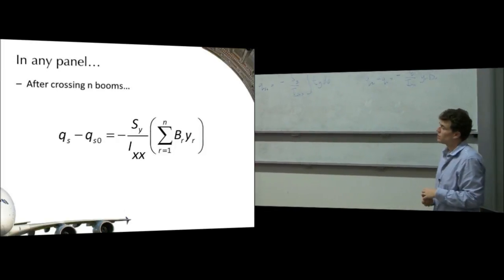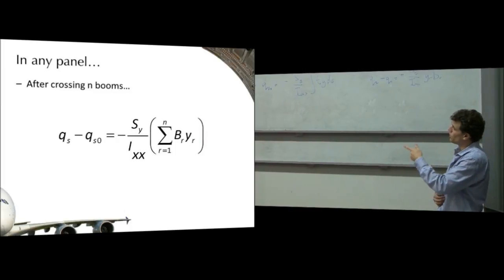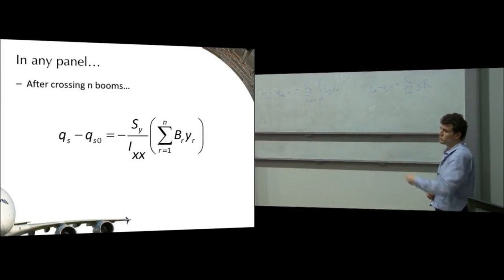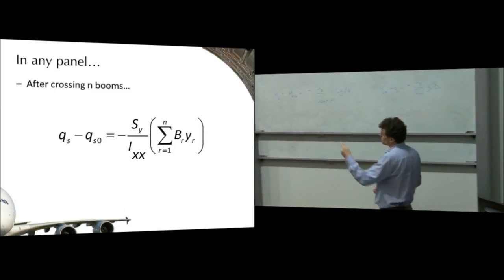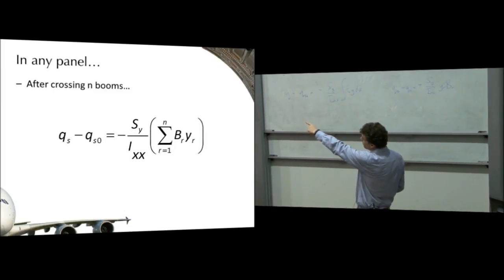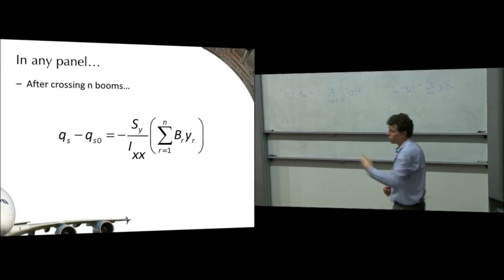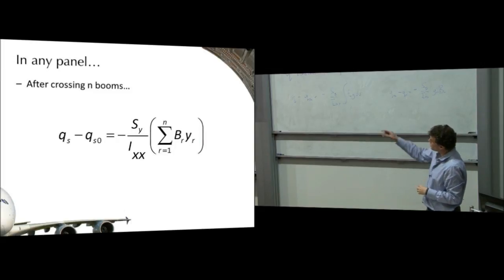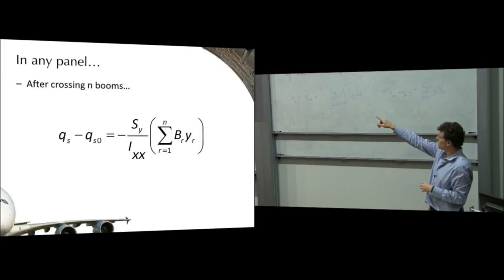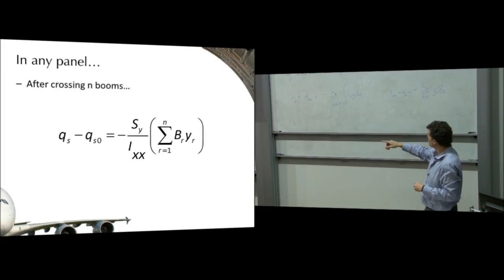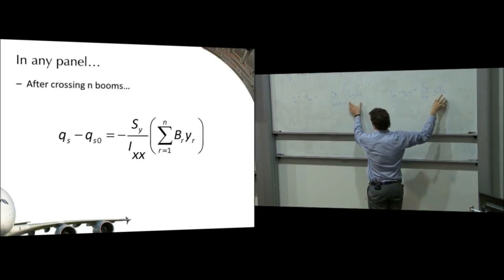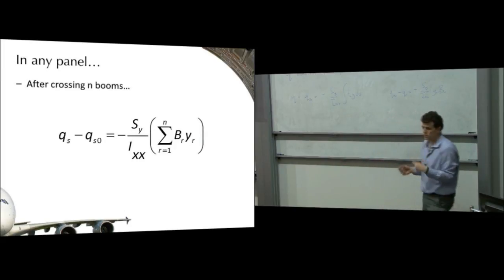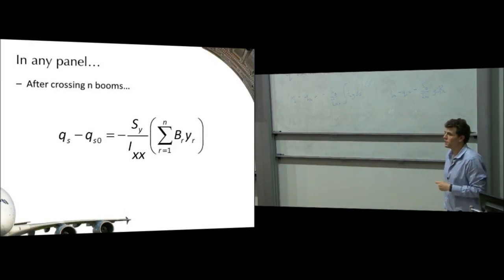So if we want to work out the shear flow in the nth panel, we can say the shear flow in the nth panel minus the initial shear flow, which for open problems is 0. For closed problems, we have to calculate another way. It is equal to minus Sy on Ixx times the sum of Br, Yr, instead of the integral. So we've turned an integral calculation into a sum calculation. And it may not seem like that's a big change, but that makes our life a lot easier in the mathematics.